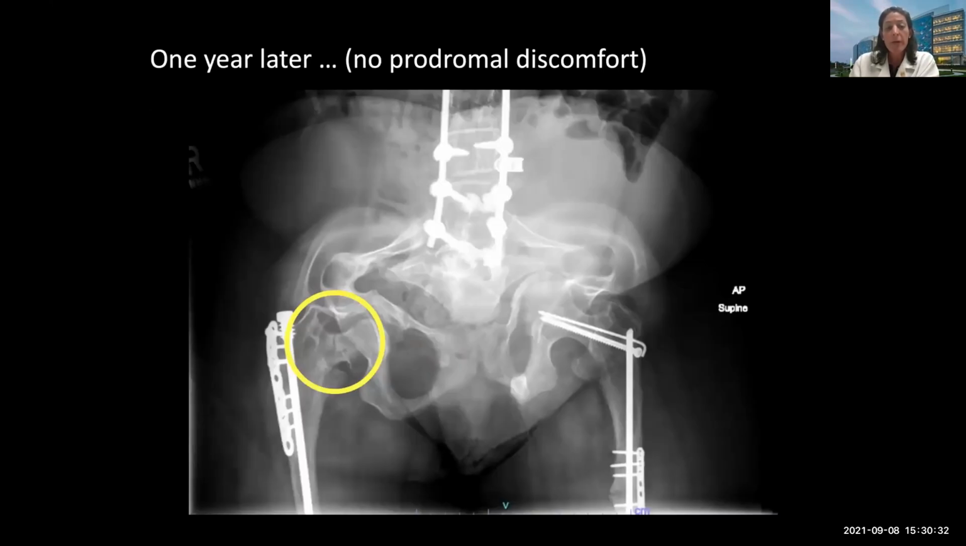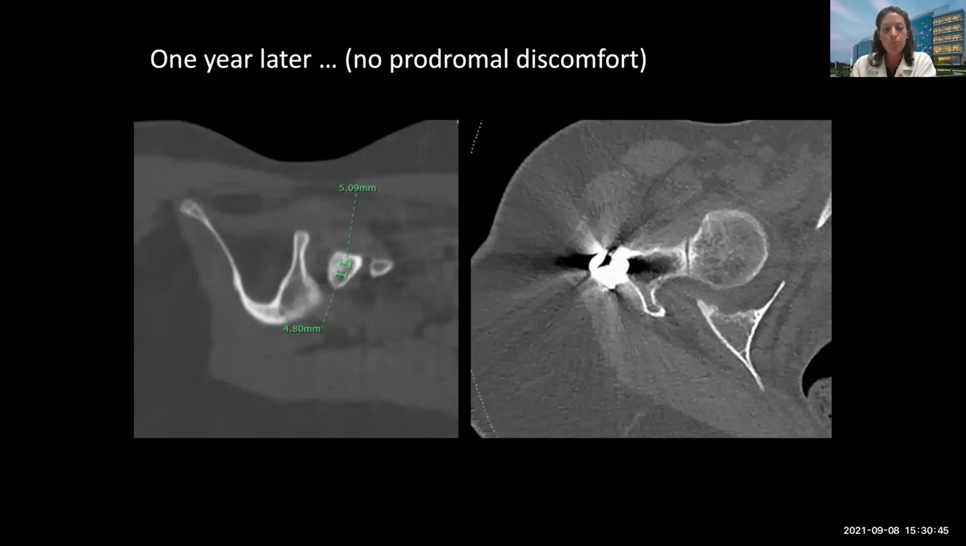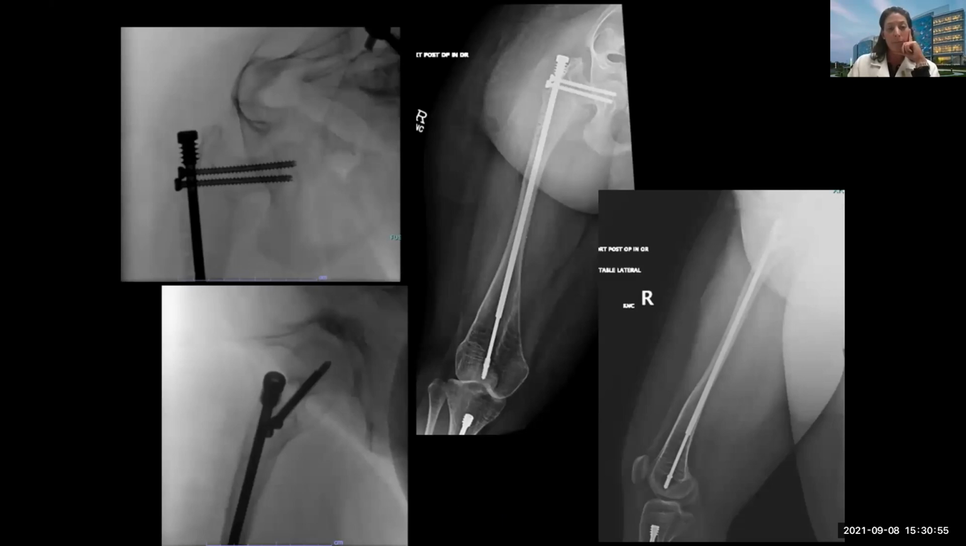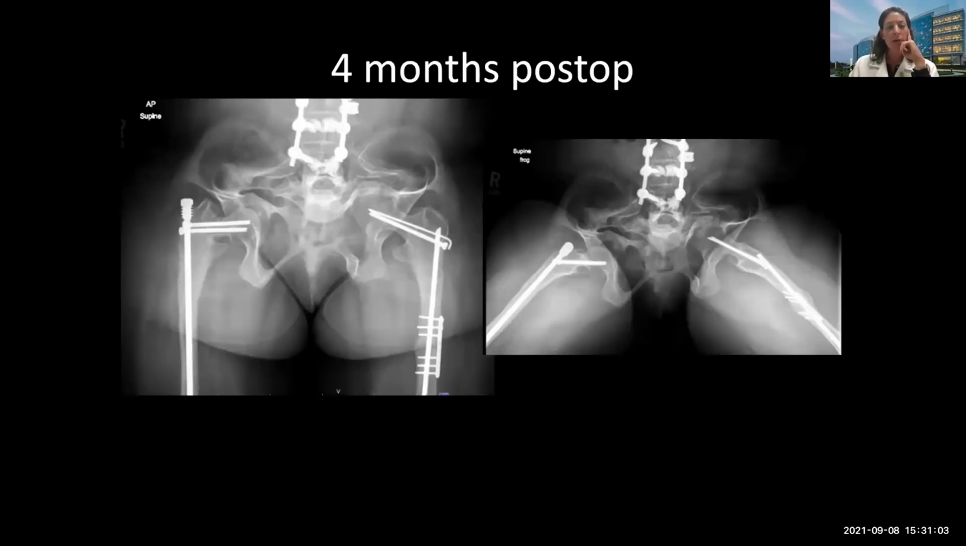And then unfortunately, 1 year later, no prodromal symptoms on this side, she bent over to pet her dog, and sustained a very similar non-displaced right femoral neck fracture. Again, the CT scan shows fairly dramatic sclerosis around the fracture site and helped plan fixation. On this side, we were able to fit two screws as opposed to the one screw and the threaded K-wire. This is 4 months post-operatively, fortunately clinically back to baseline.